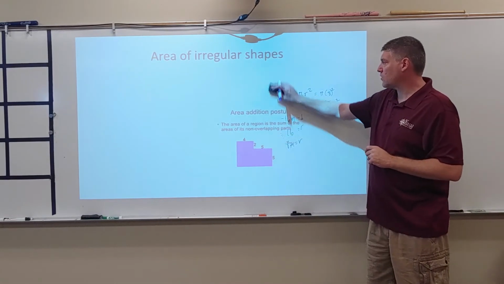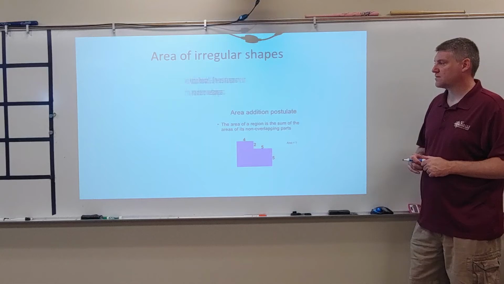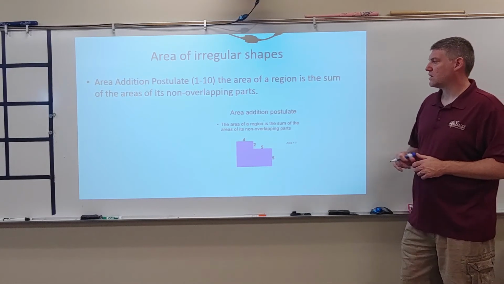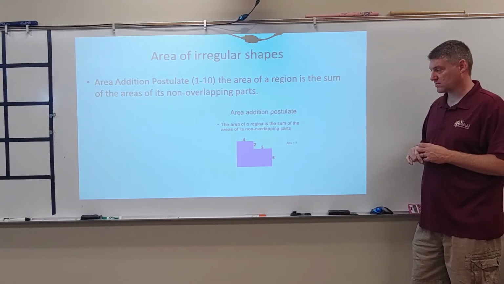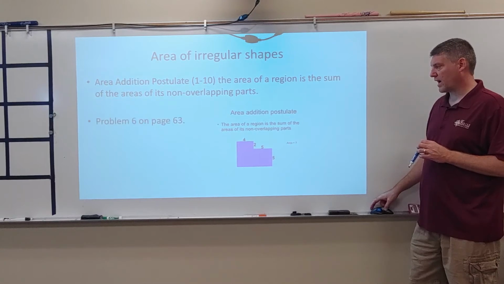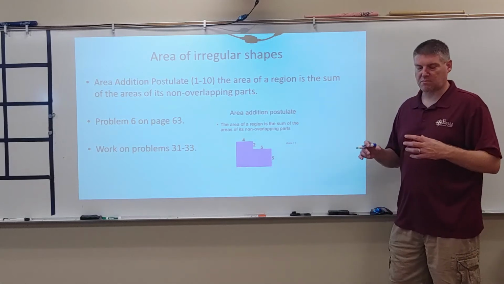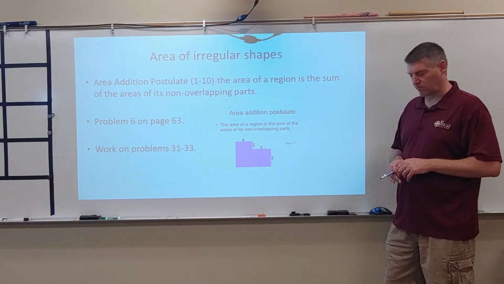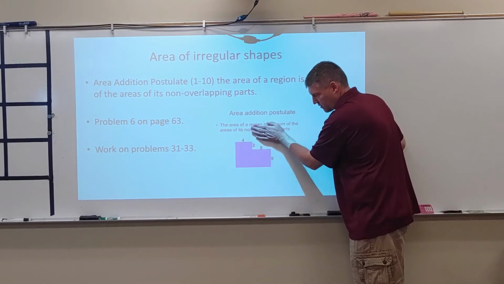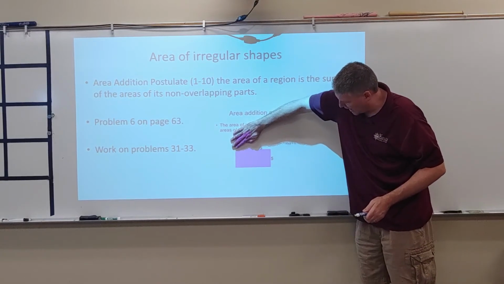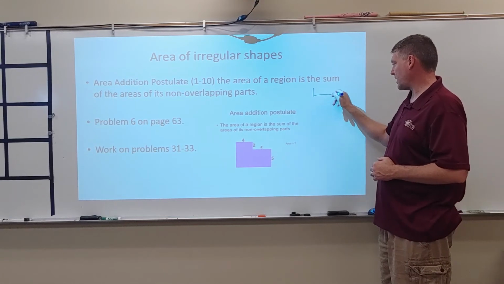The area of irregular shapes. This is the area addition postulate: the area of a region is the sum of the areas of its non-overlapping parts. Now we have this, and we want to find the area here. So I'm going to break this up into 2 separate rectangles. I'm going to find the area of this top smaller rectangle and then the area of the bottom rectangle. So I'm going to physically draw it out here.